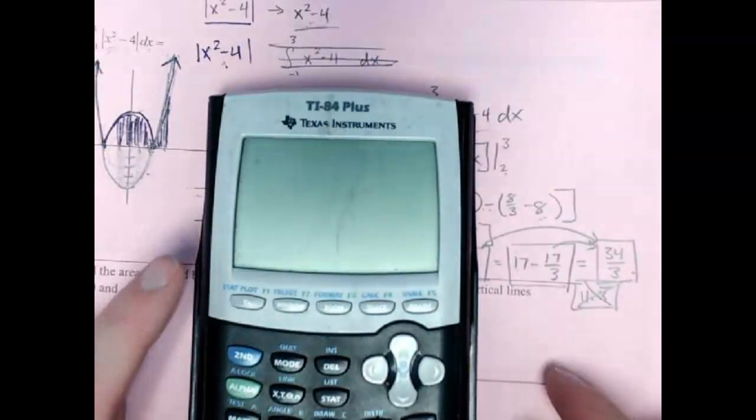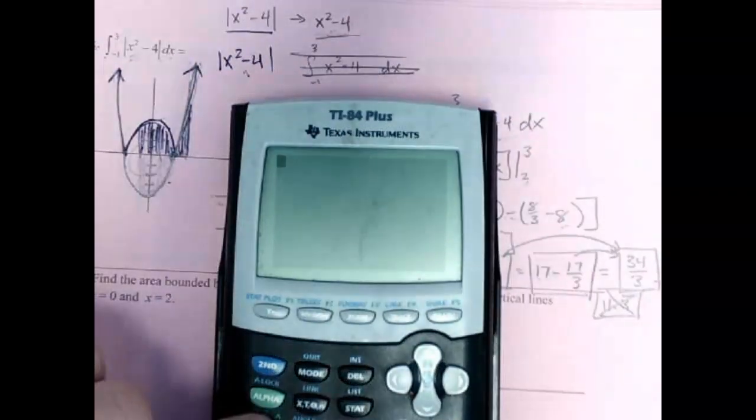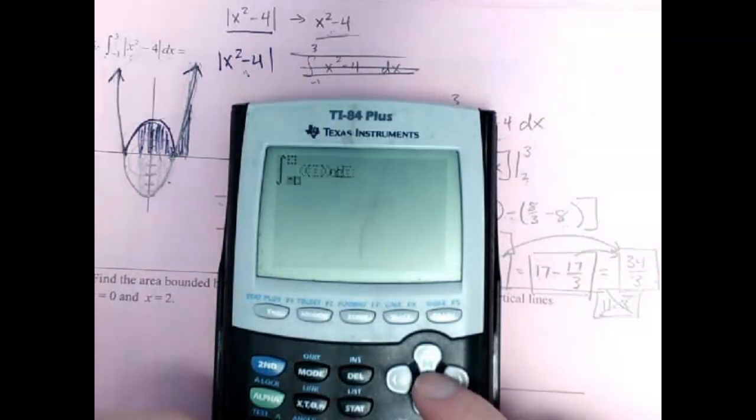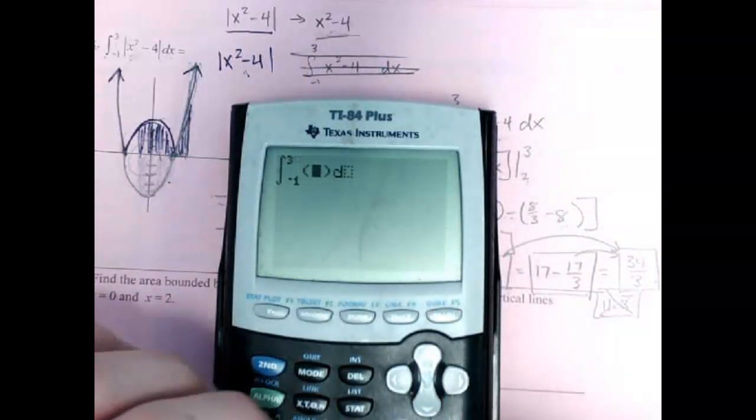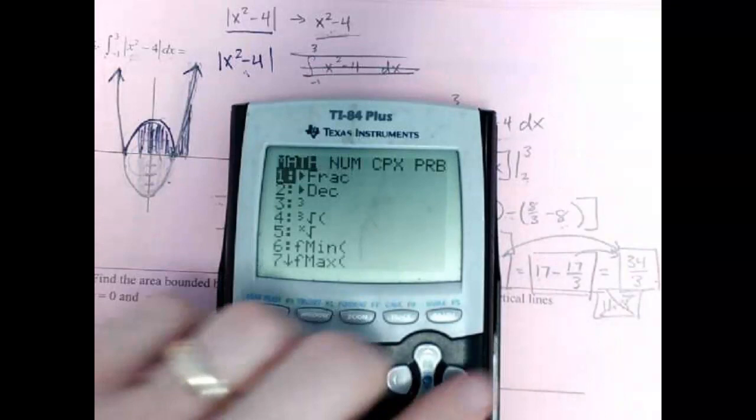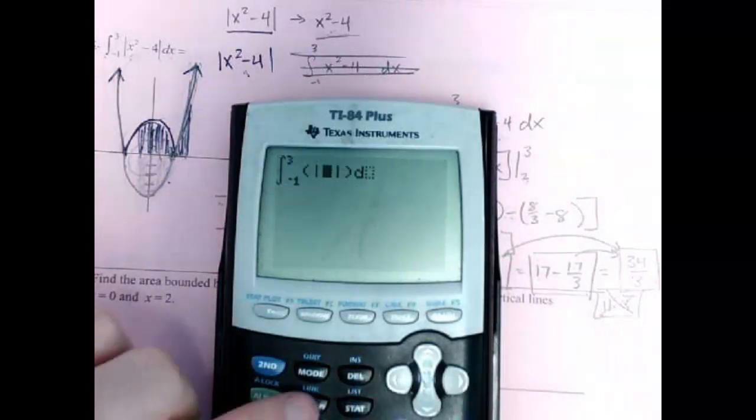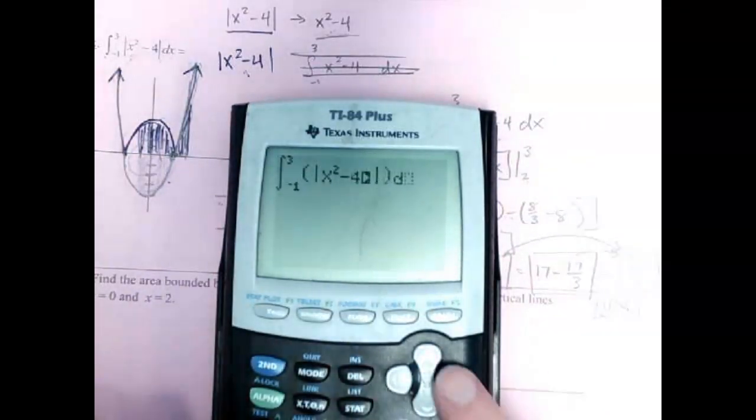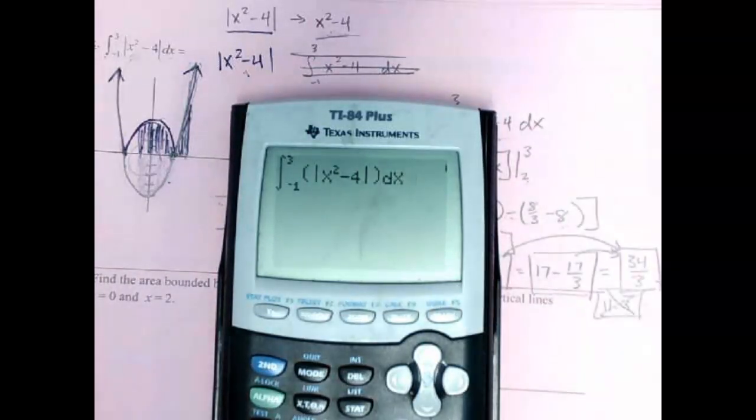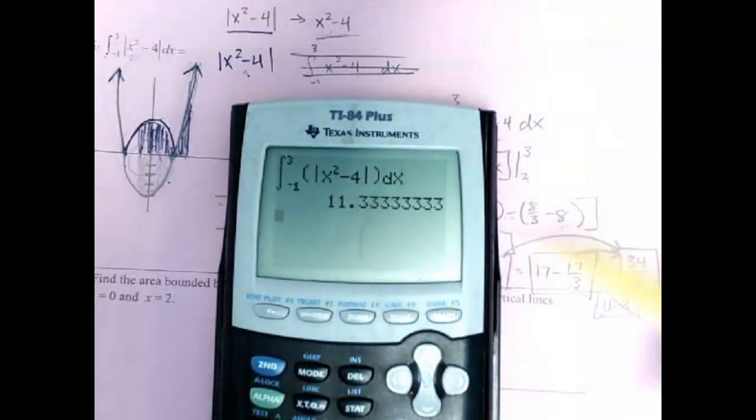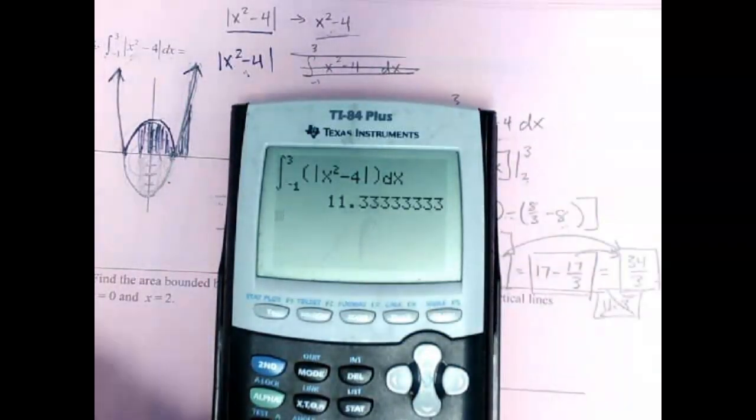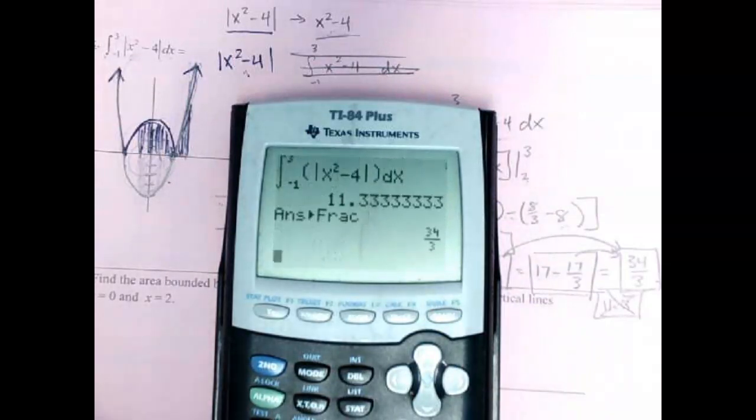Let's always check it, right? Math 9 is a really nice tool. Sometimes these ones will take a little bit of time, especially with the absolute values. So let's do x squared minus 4 dx. Oh, that one worked pretty fast, right? I got the 11.333. Let's see if it'll turn it into a fraction. 34 thirds, right? Which is the same thing as this.